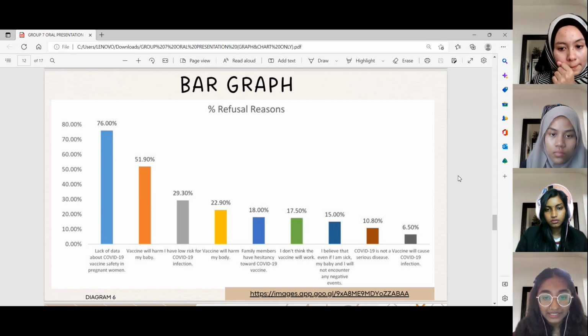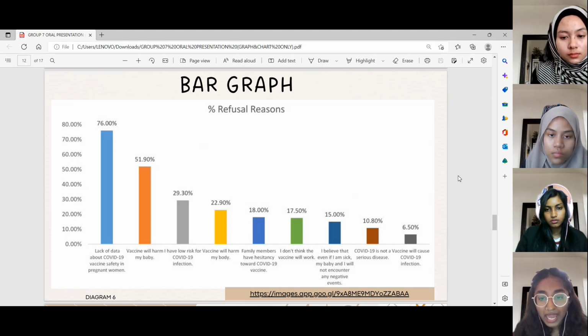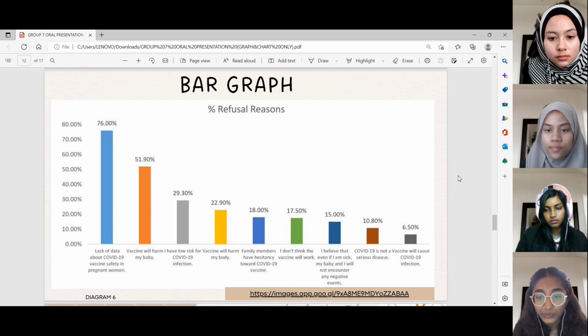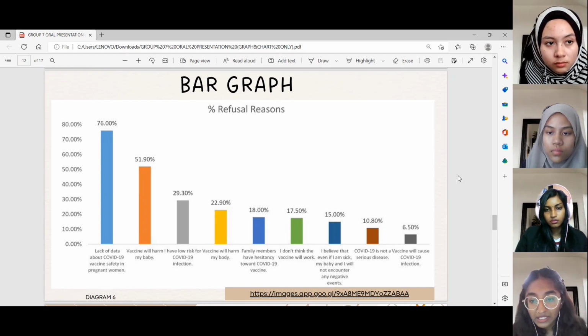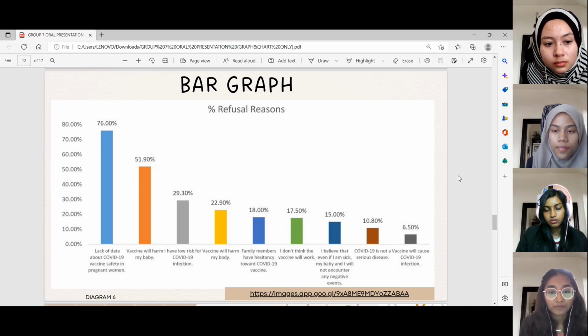Family members have hesitancy towards COVID-19 vaccines will be 18%. I don't think the vaccine will work will be 17.5%. I believe that even if I am sick, my baby and I will not encounter any negative events will be 15%. COVID-19 is not a serious disease will be 10.80%. Last, vaccine will cause COVID-19 infection is 6.50%.